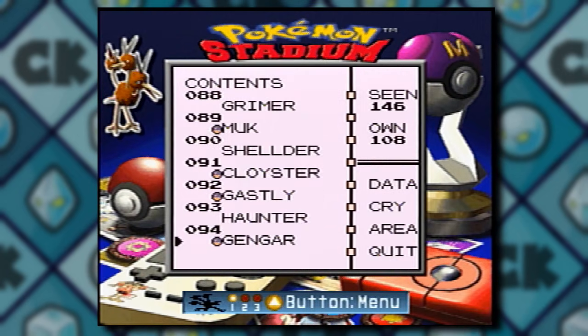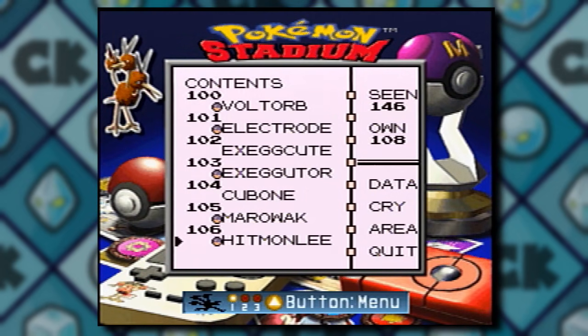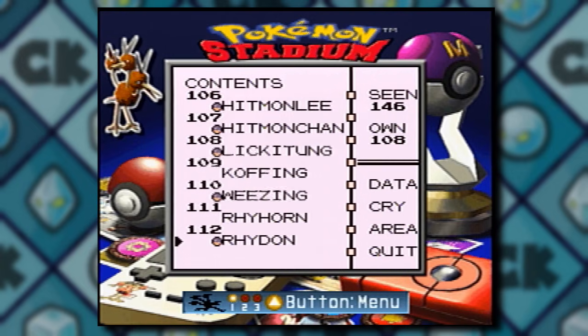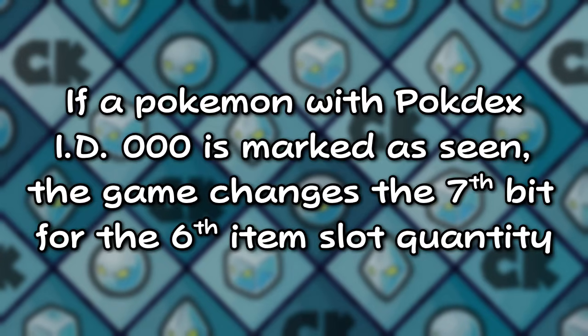This works perfectly fine for any normal Pokemon, as there's space in the data set aside to keep track of this information. But for glitch Pokemon, it points to unintended areas. As it just so happens, when you encounter a Pokemon with a Pokedex ID of 000, the bit that gets set is the 7th bit of your 6th item's quantity.